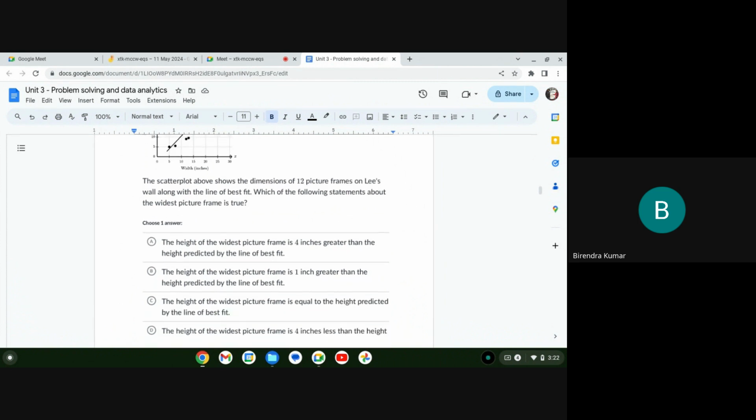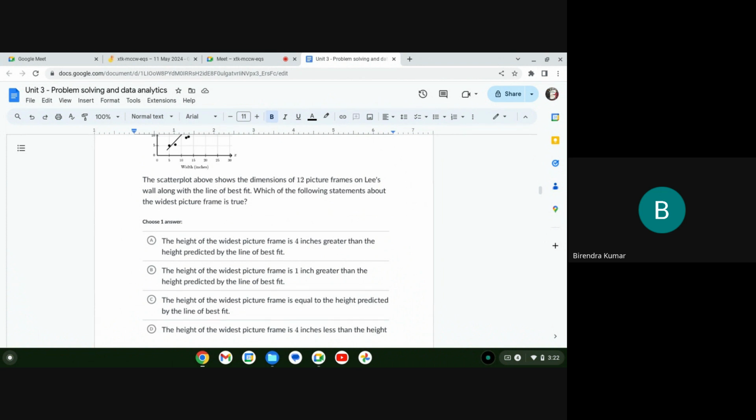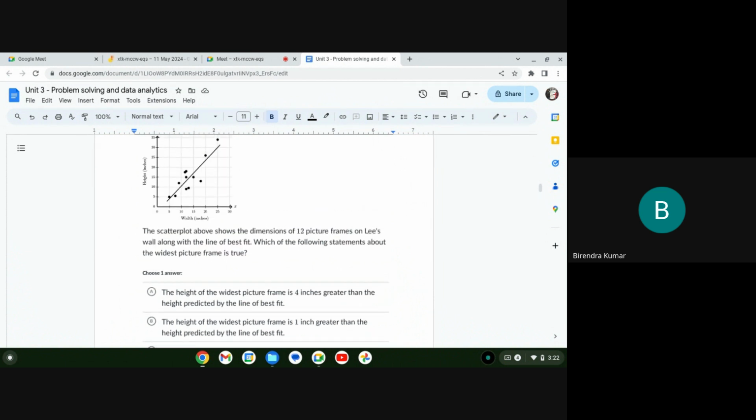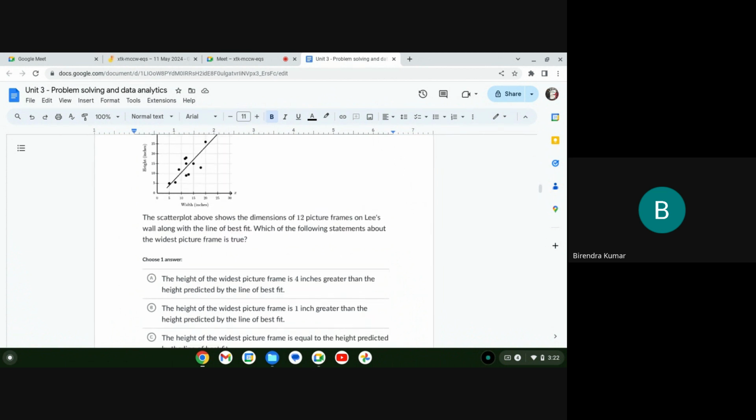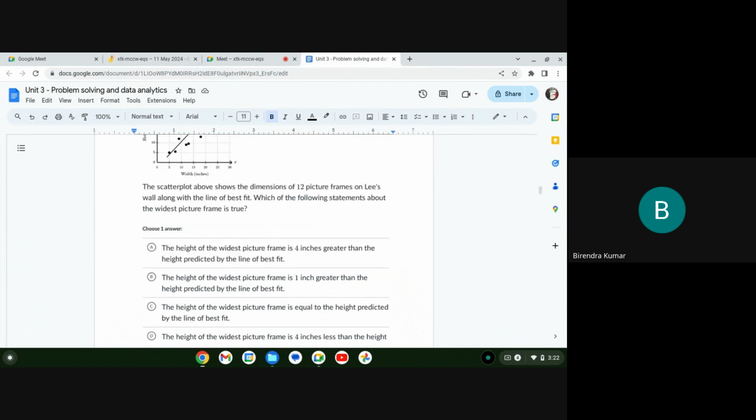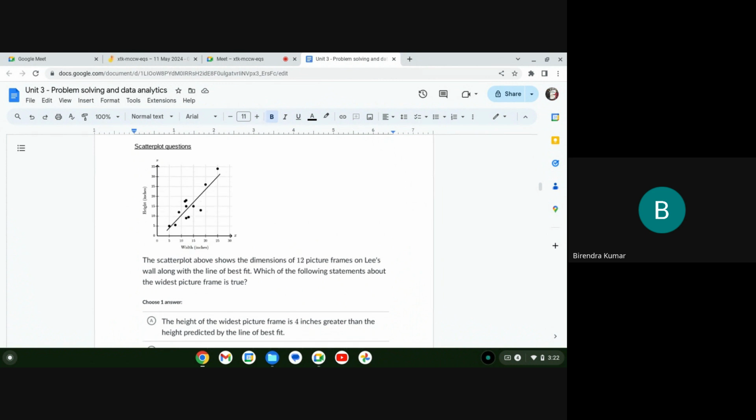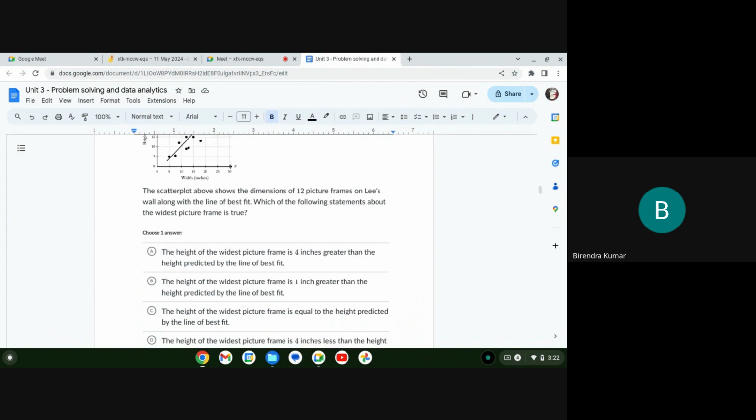So C is certainly not looking like the answer. Do you want to validate what I'm saying? C says the height of the widest picture frame is equal to the height predicted by the line of best fit. If it was, it would have been very close to that, and we don't see that being the case, right? It's far from that. So C is certainly a candidate to be ruled out.